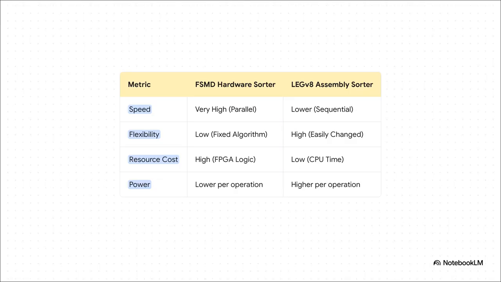And this table here shows a perfect classic exam-style problem. You're often asked to compare 2 different ways of doing something, like a hardware sorter built on an FPGA versus a software sorter written in assembly. The hardware is going to be way faster because it's parallel, but it's totally inflexible. It only does one thing. The software is slower? Sure, but you can change the algorithm with a few keystrokes. This is the trade-off, right? Speed versus flexibility versus cost. There is no single best choice. There's only the best choice for the specific problem you're trying to solve.